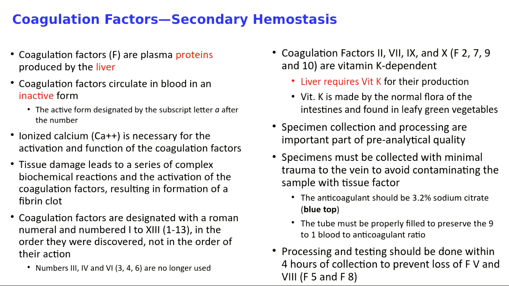In slide number 7, we start with the actual coagulation factors. Coagulation factors, or coagulation proteins, are made in the liver. The coagulation cascade is what we also refer to as secondary hemostasis. So secondary hemostasis is the activation of coagulation factors or coagulation proteins. These are specialized proteins that are made exclusively in the liver.